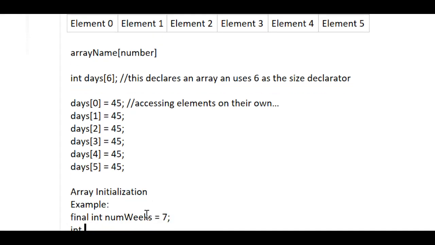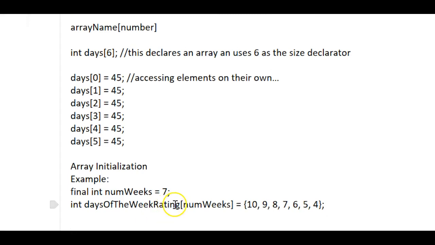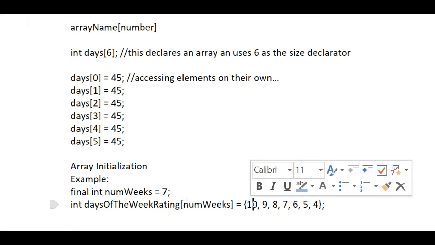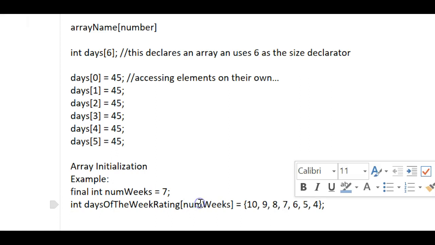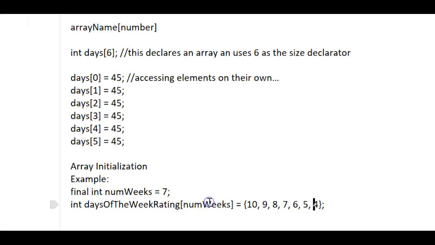So for example, let's make a final int called numWeeks and set it equal to 7. And then let's make an array of ints called dayOfTheWeekRating, and let's use numWeeks as the size declarator. We can use an initialization list to put in the values directly: 10, 9, 8, 7, 6, 5, 4. This will have the effect of placing the 10 at position 0, the 9 at position 1, the 8 at position 2, the 7 at position 3, the 6 at position 4, the 5 at position 5, and the 4 at position 6.